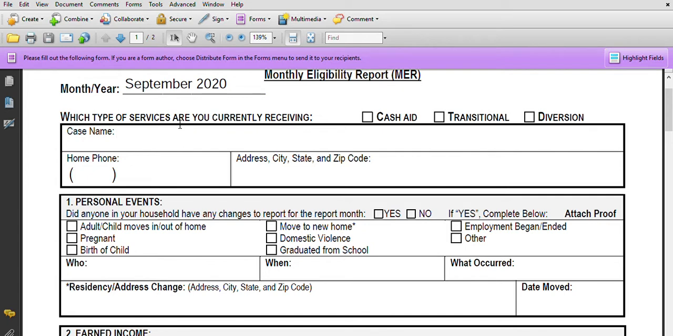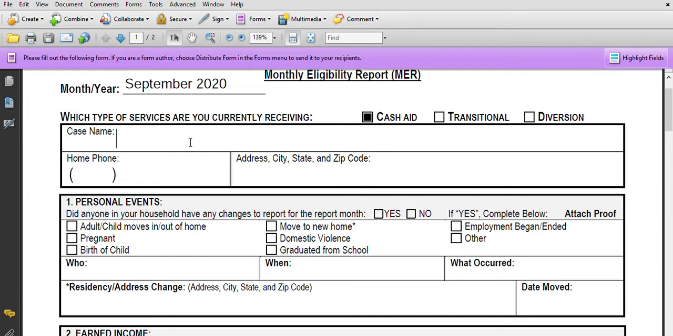So let's get started. The first question that a lot of people tend to overlook is: which type of services are you currently receiving? Most of the time this is going to be cash aid. However, there are a few instances where we have a transitional case or a diversion case that needs to fill out a MER. But for the most part, it's going to be cash aid unless you're a transitional or diversion case.